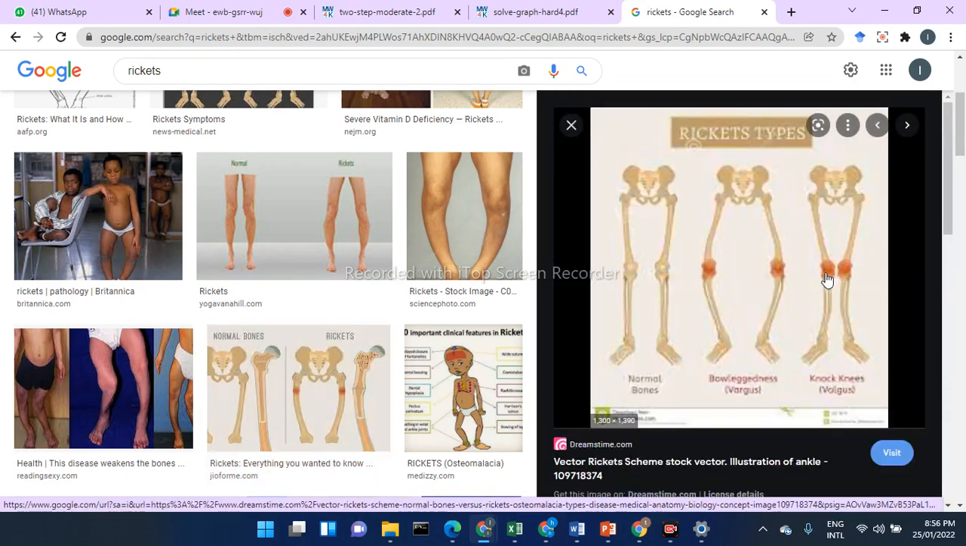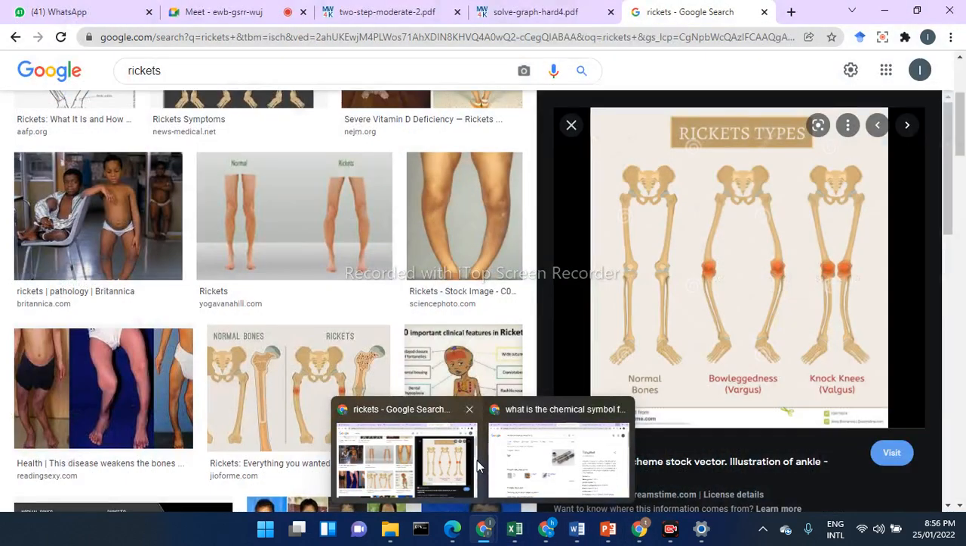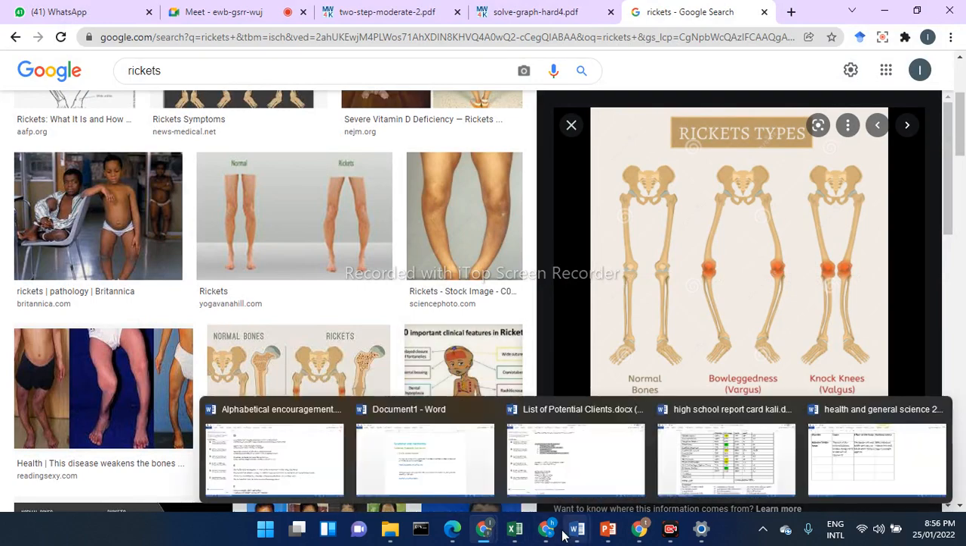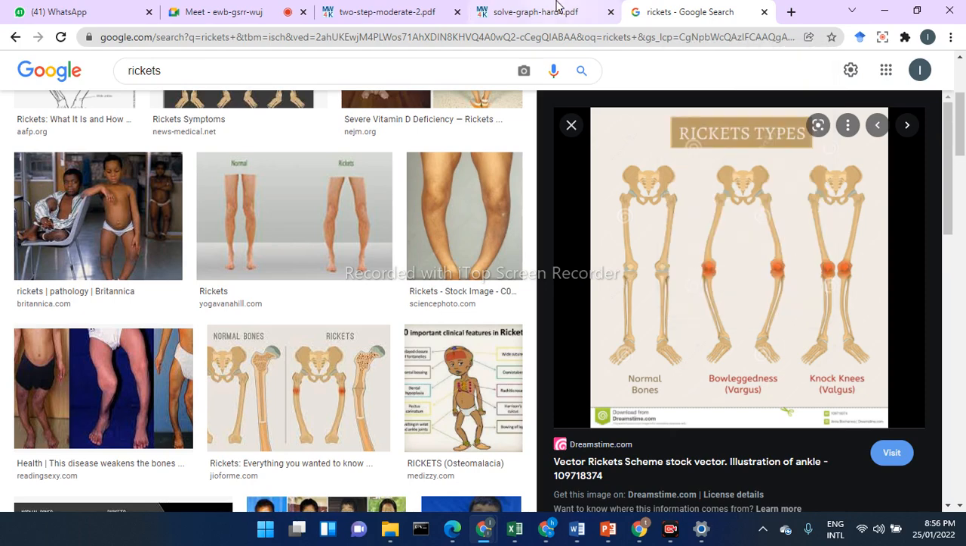I like this picture too. It shows you where we have knock knees and bow-leggedness. All right, rickets. Okay, so let's move on. I know bow-leggedness was rickets, so let me use this picture. Yeah, it could be from rickets.